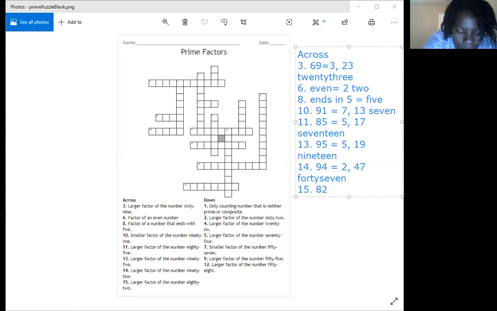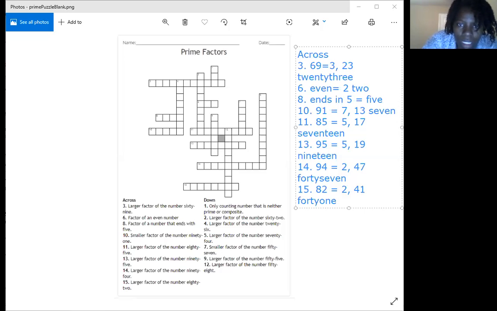We know an even number is a number that ends in 0, 2, 4, 6, 8. Since it ends in 2, we know one of the factors is 2. The other factor is half of 82, which is 41. And so the larger factor of 82 is 41. That is our answer, 41.